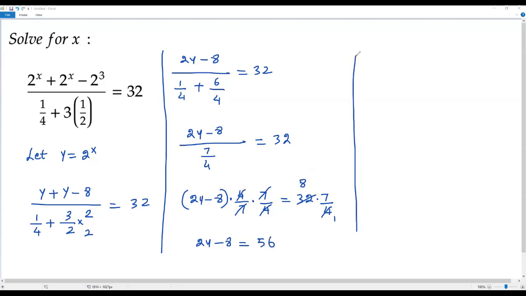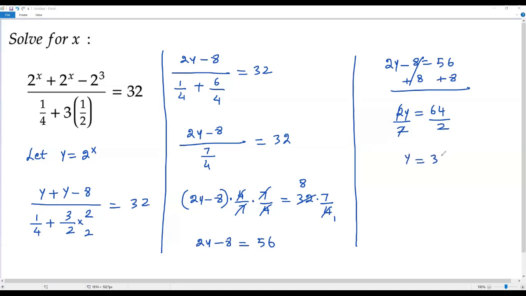Okay, let me write the equation over here. That is 2y negative 8 equals 56. My aim is to solve for y. So for that, I have to get rid of this negative 8. So I'm adding 8 to both sides. When I add 8 to both sides, I'm getting 2y equals, so when I add 56 and 8, I'm getting 64. Okay, now let me divide both sides by 2 to solve for y. So this 2 will cancel. y equals, when I divide 64 by 2, I'm getting 32.